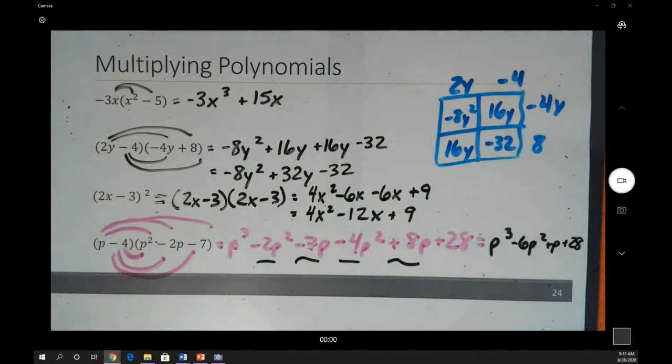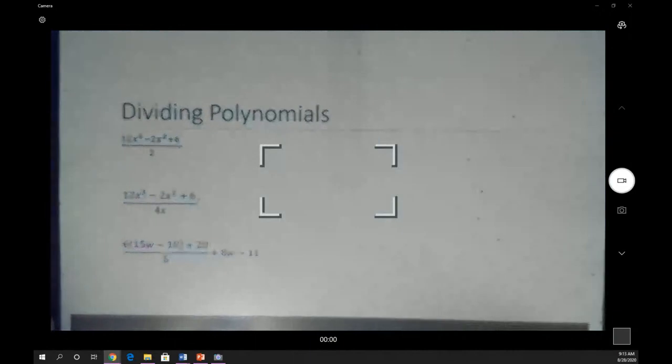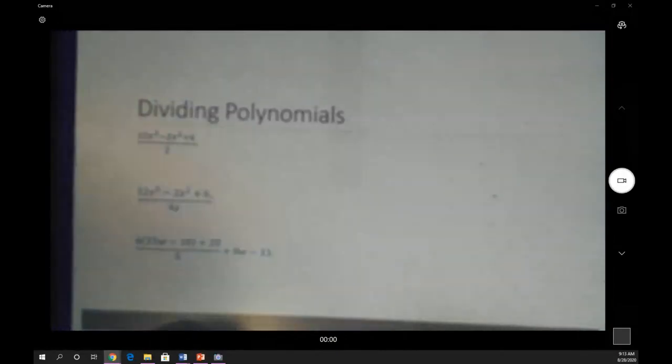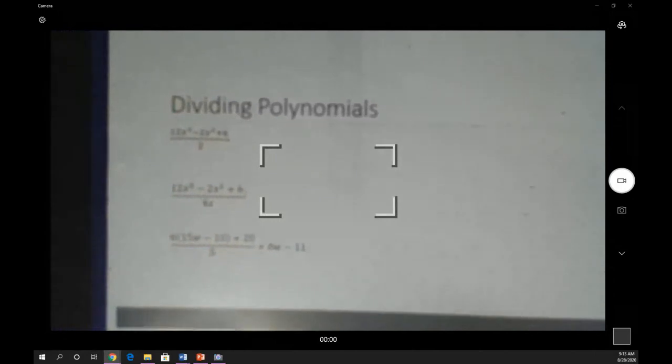So we have addition, subtraction, multiplication. What comes next? Division. When we are dividing polynomials, we can take each term in the numerator and divide it by the denominator. So we're just breaking up the terms to make them easier to work with.